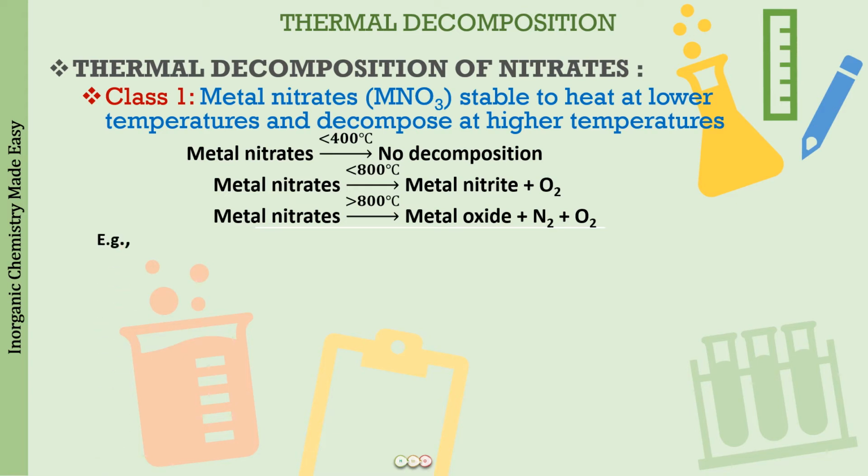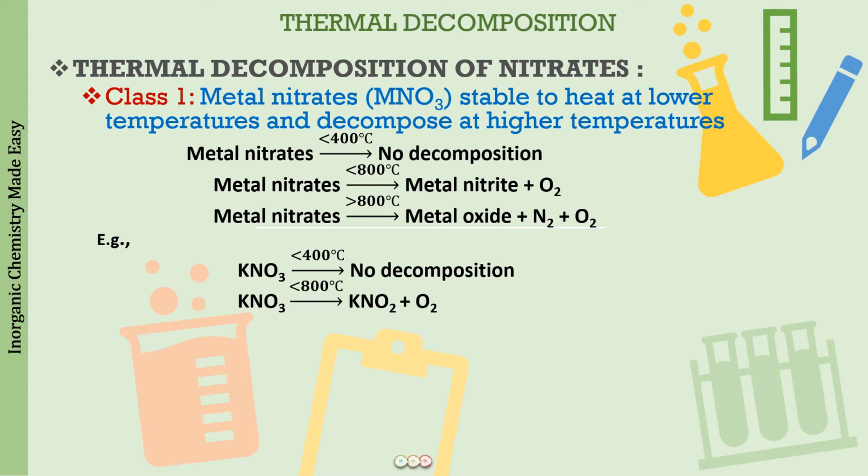For example, let us look at potassium nitrate. Below 400 degrees Celsius, it is not going to decompose. Between 400 to 800, it is going to decompose to give us potassium nitrite along with oxygen. And above 800 degrees Celsius, if we heat it, we will be getting potassium oxide, nitrogen and oxygen. So this is what we have as the decomposition of class 1 metal nitrates. Sodium, potassium, rubidium, cesium, all nitrates are going to behave similarly.